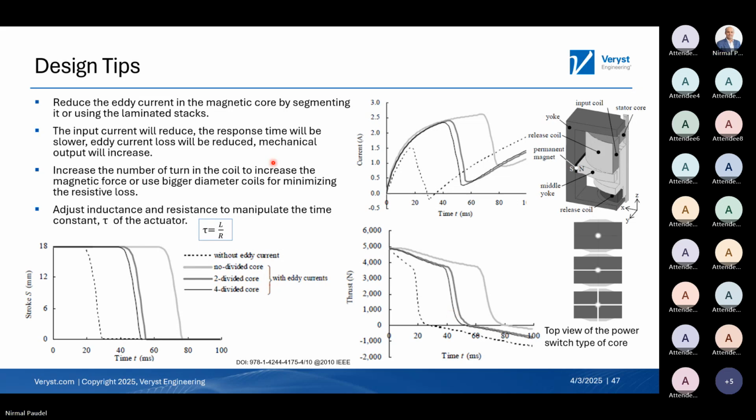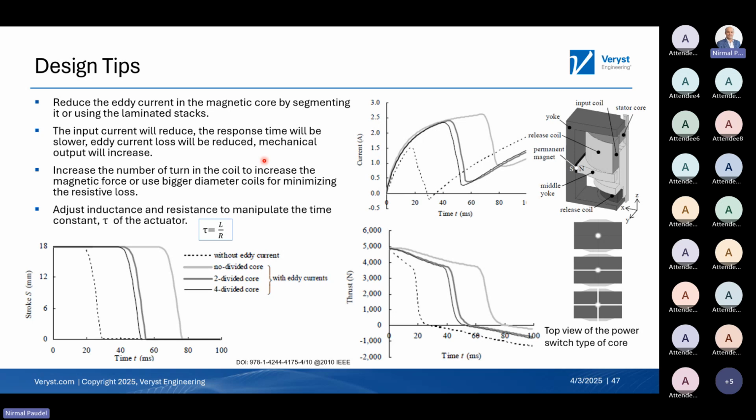So the one that I'm demonstrating here is basically reducing the eddy current. But there are also different ways to increase the response time, by increasing the number of turns. You could also increase the magnetic force, and you can use a bigger diameter of the coil that will minimize the resistive loss, right? But you have to make sure that you have enough space for that. And oftentimes, if there is a current rating that's not made for the wire, you can actually connect those two wires in parallel.